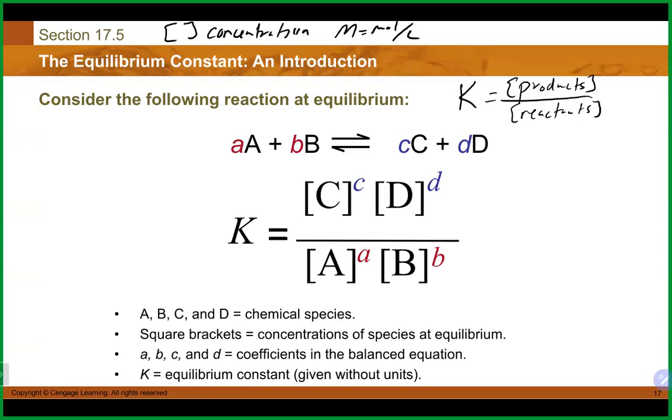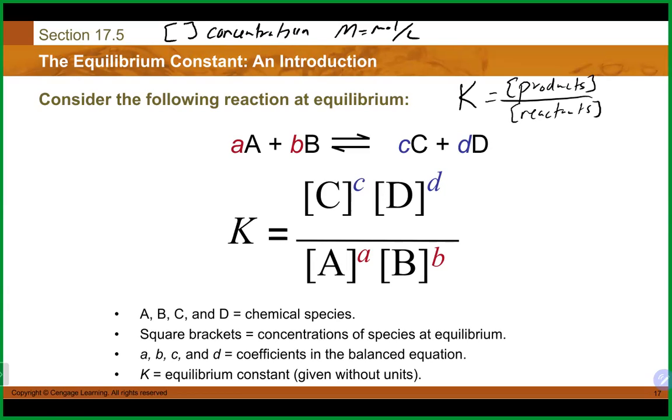The equilibrium constant is a constant value for a particular reaction at a specific temperature. So temperature is the only thing that can actually change the value of the equilibrium constant. Nothing else will change it. So as long as you don't change the temperature, you should get a constant value no matter what happens for that particular reaction.